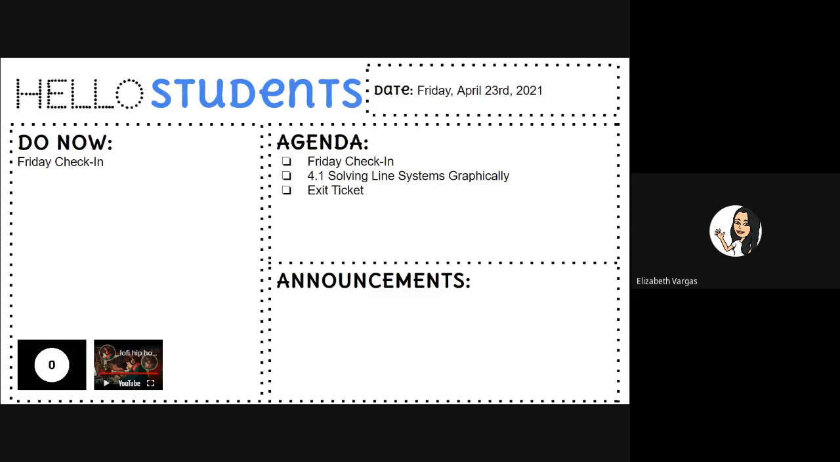Okay, hello guys. Today we're going to dive into Unit 4, which is linear systems. So far, we've been able to create equations for different types of problems, and we've been able to solve those equations algebraically. Today we're going to graph these linear equations, look at what linear systems are, and solve those linear systems graphically. So we will be working with graphs today.